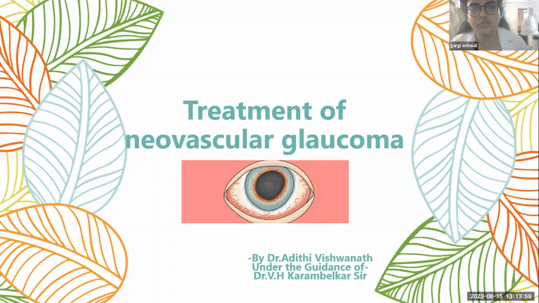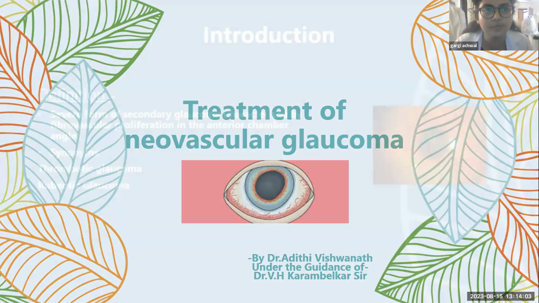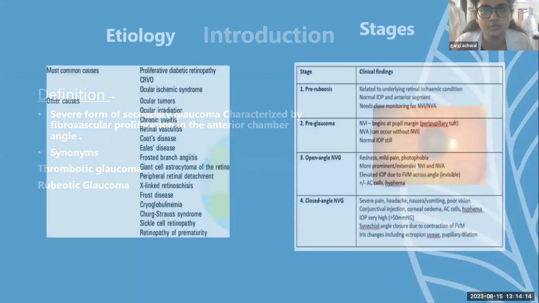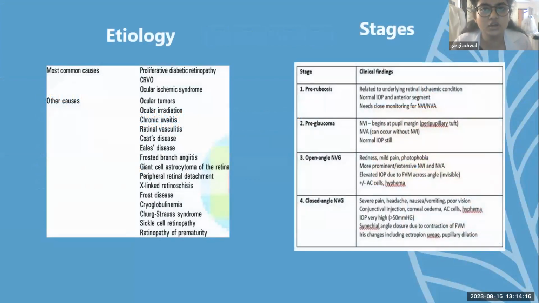A very good afternoon to everyone. My topic for today's presentation is treatment of neovascular glaucoma. What is the basic introduction? It is a kind of secondary glaucoma associated with fibrovascular proliferation in the anterior chamber angle. Other names for it are thrombotic and rubeotic glaucoma. The common etiologies are proliferative diabetic retinopathy, central retinal vein occlusion, and ocular ischemic syndrome.